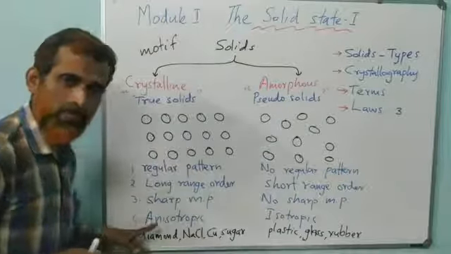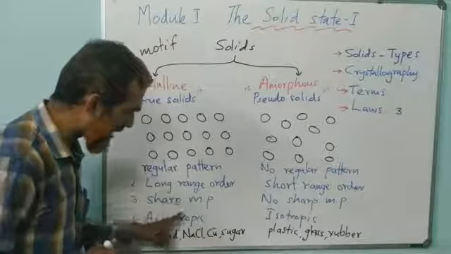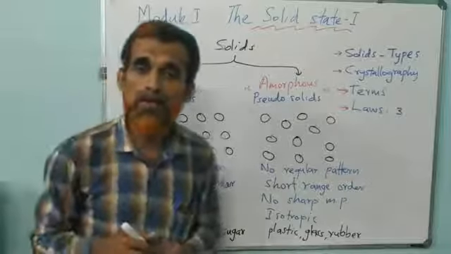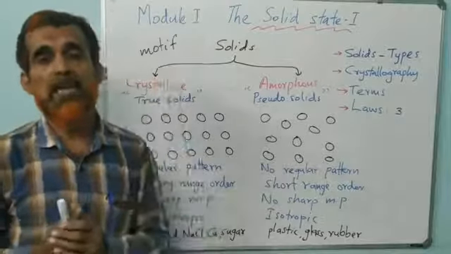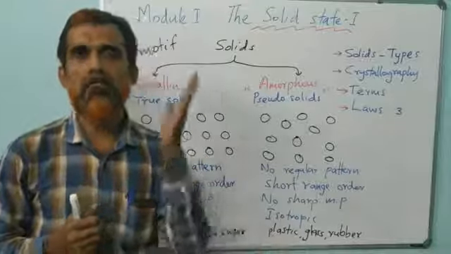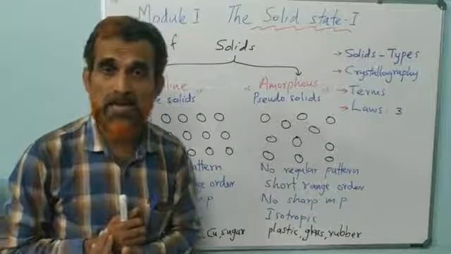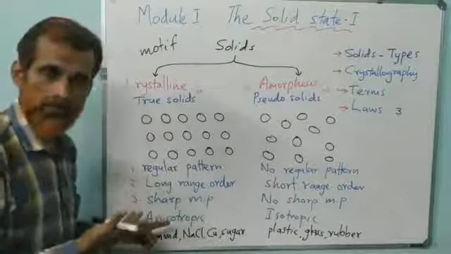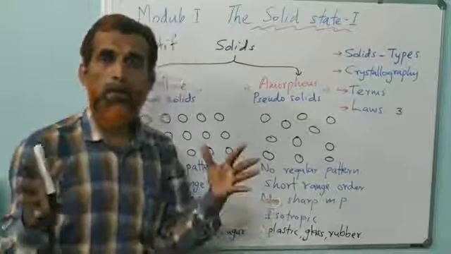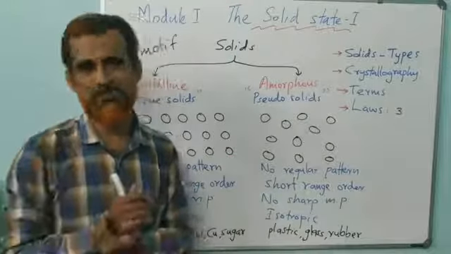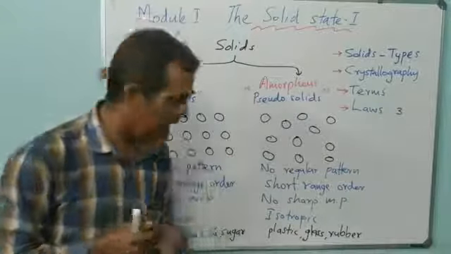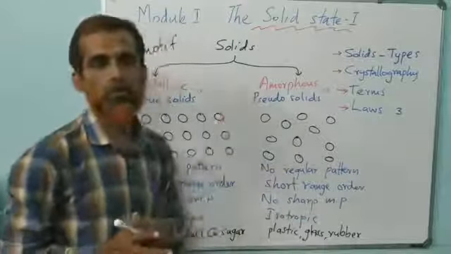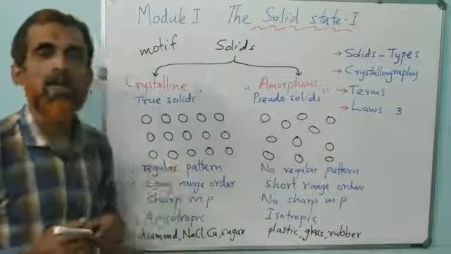And another important difference is that crystalline solids are anisotropic. What is meant by anisotropy? Physical properties like electrical, thermal conductivity, refractive index, etc., which are different in different direction. That is called anisotropy. If these properties are same in all directions, means independent of direction, it is called isotropic. Amorphous solids are isotropic, whereas crystalline solids are anisotropic.